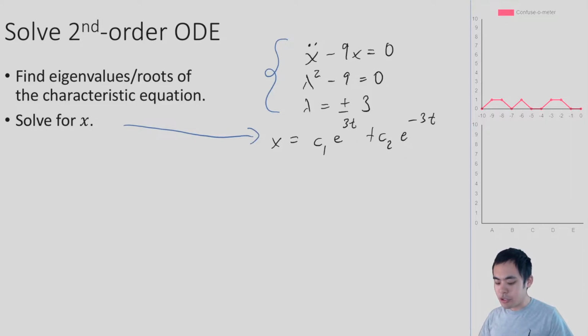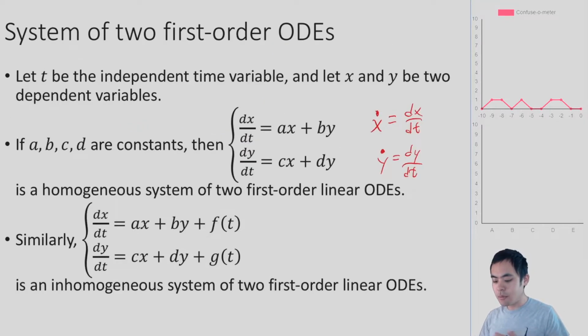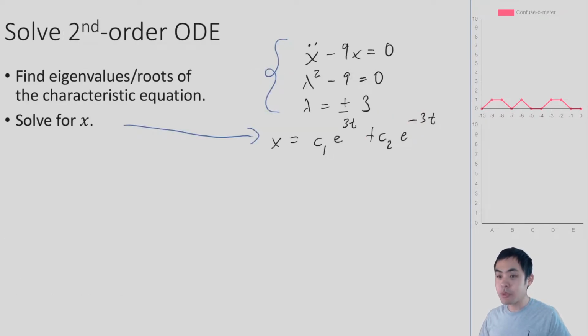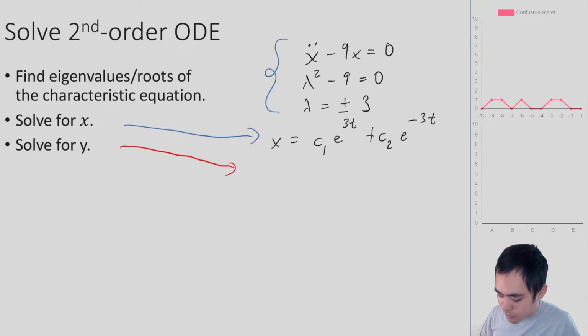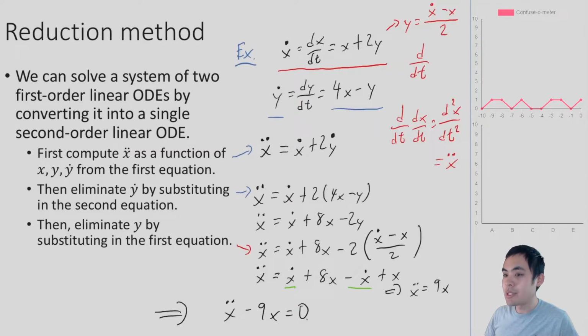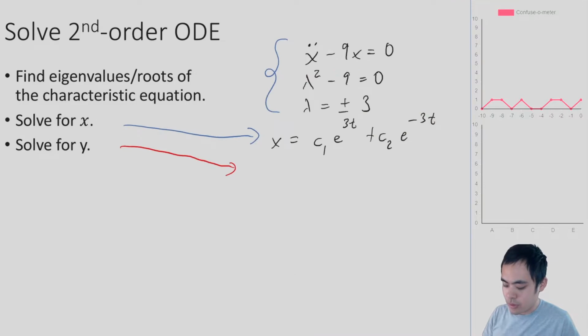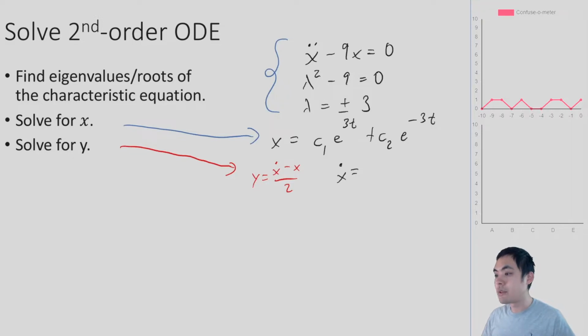But of course, in our original equation, we had both x and y. So we also need to solve for y here. Remember, from the previous slide, we had y is equal to x dot minus x over 2. So y is equal to x dot minus x over 2, and we can plug that in. So we need to compute x dot.